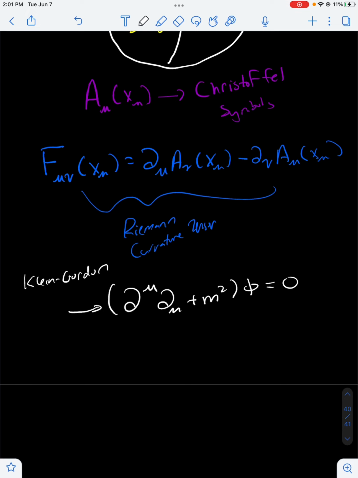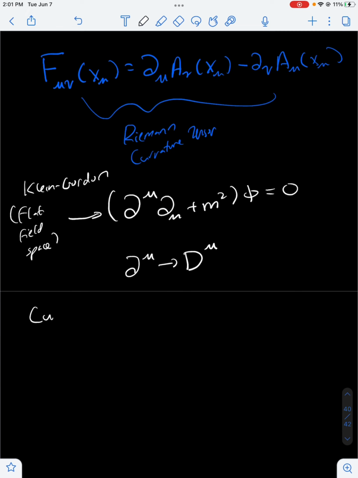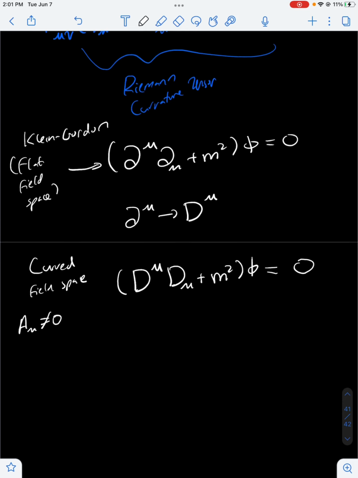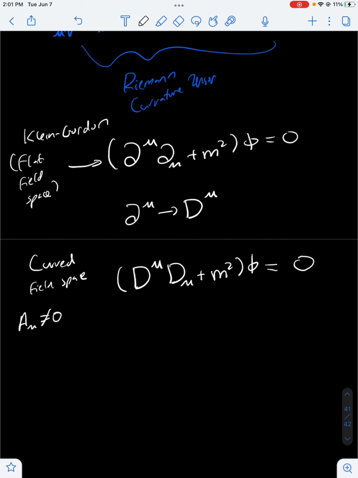But that's the equation in flat field space, right? We know that in curved field space, we have to change this partial mu to the covariant derivative. So in curved field space, where our gauge is non-zero, we should instead use big D mu D mu plus m squared phi equals 0 for our Klein-Gordon equation.